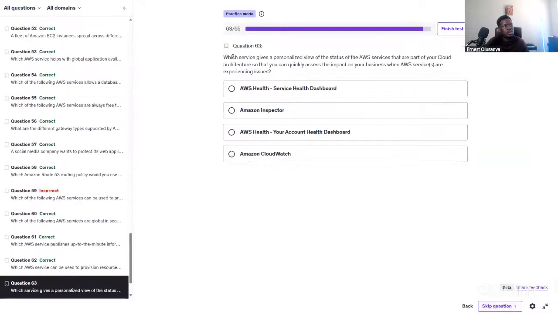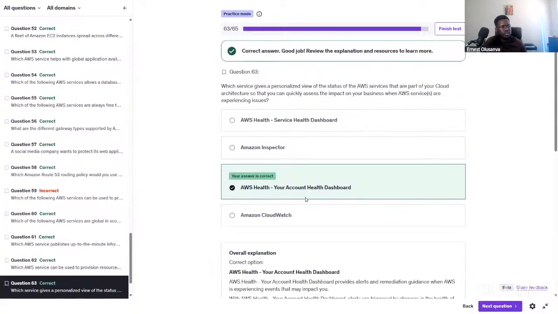Next question, which service gives a personalized view of the status of the AWS services that are part of your architecture? You want to see a personalized view of the services that are in your architecture, not the global services that are existing, but the ones you are using in your architecture, so that you can quickly access the impact on your business if anything is going on with the AWS services. Of course, you're gonna look at your own account health dashboard. So in this case, you choose C, your personal health dashboard.